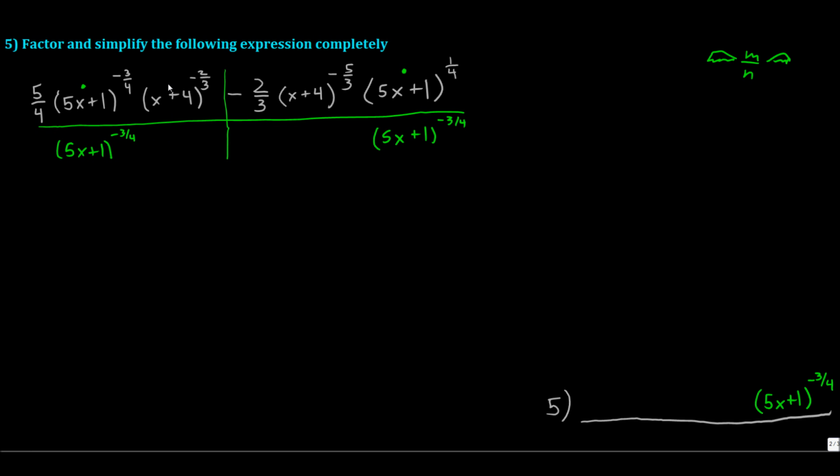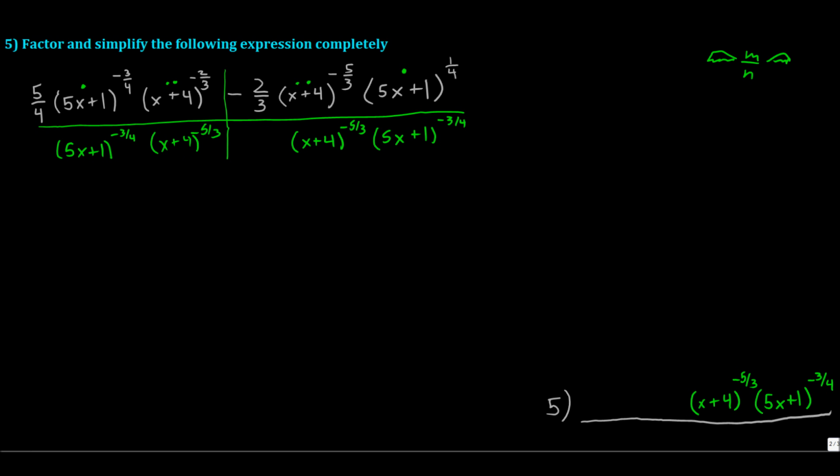So what do we got? We've got x plus 4 to the negative 2/3. We've got x plus 4 to the negative 5/3. Ooh, which one's smaller? The one with more thirds. So we're going to go ahead and factor out as a GCF that x plus 4 to the negative 5/3. In each case, we're going to write it down here on the answer line so that we got it taken care of. x plus 4 to the negative 5/3.